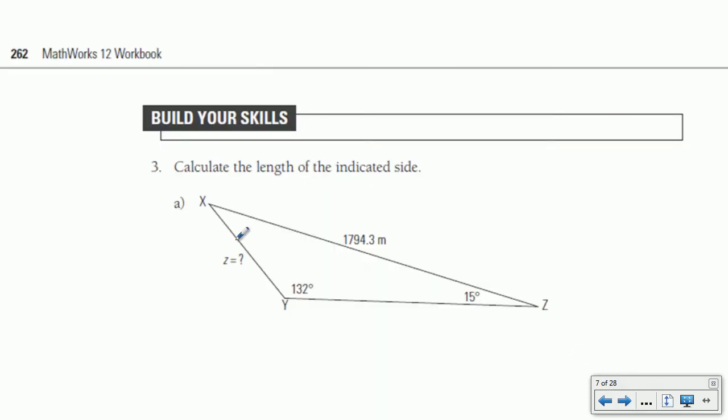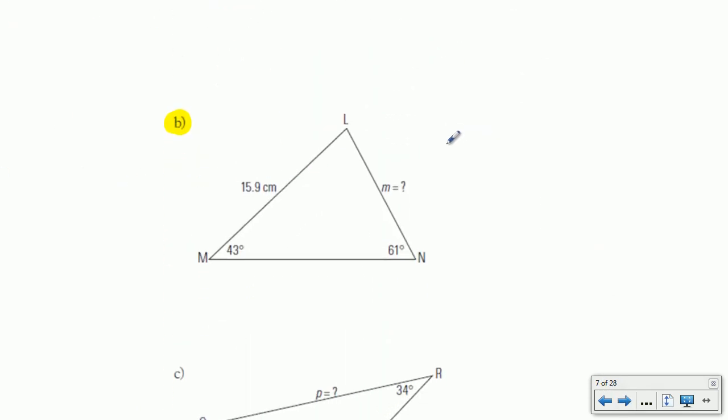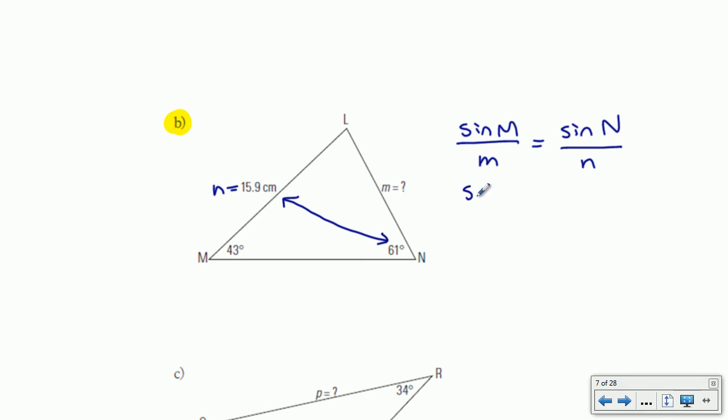So let's do another example. Question number 3b. We need to know lowercase m. We have angle M, and we have one other pair that's fully intact. We know 2 out of 2 in this side-angle pair. So we would do sine of M divided by m equals sine of N divided by n, and then we plug in what we know. So M is 43, capital M. We need to figure out what lowercase m is. Plug in 61 for angle N, and 15.9 is side length n.